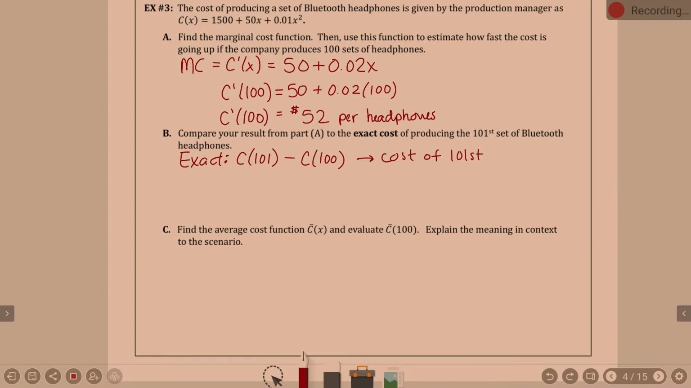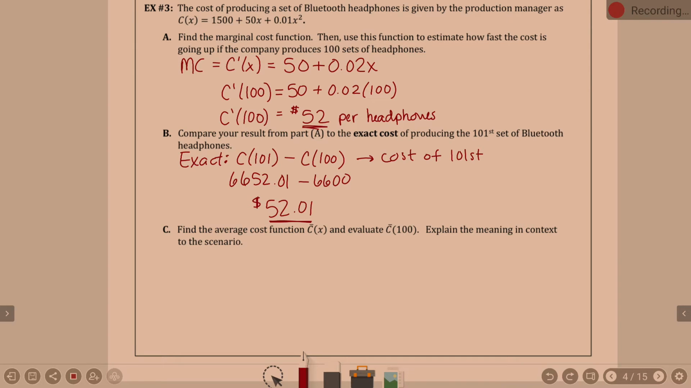So what do we have here? We had 6652.01 minus 6600. When we subtract that, we're going to get 52.01. Yep. That's a pretty good estimate to be off by a penny.